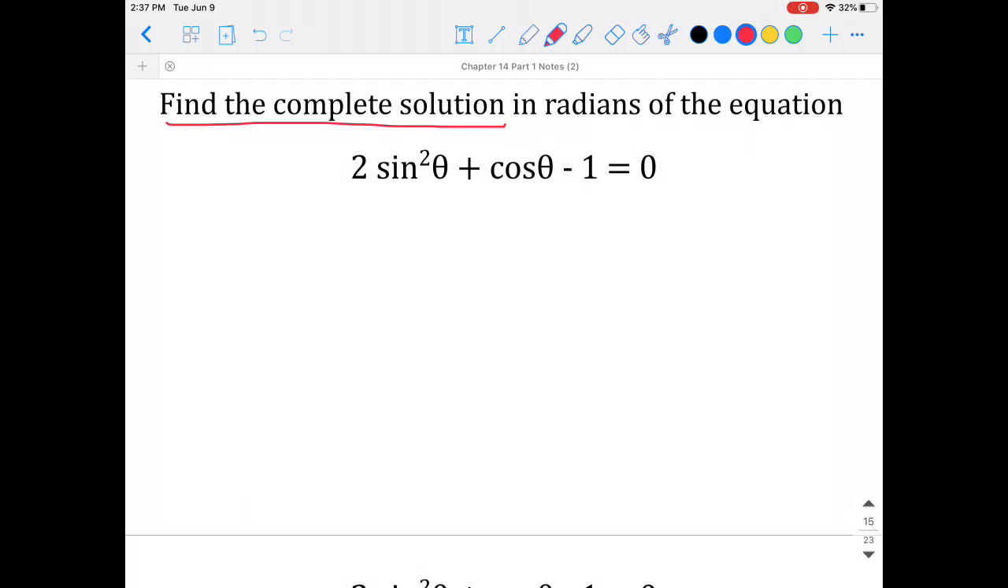The other thing we have to notice: we have 2 sine squared theta plus cosine theta minus 1 equals 0. So we have two different trig functions, and we don't want that. That's like having two different variables. So we need to convert one of these functions in order to make this an equation with only one function.